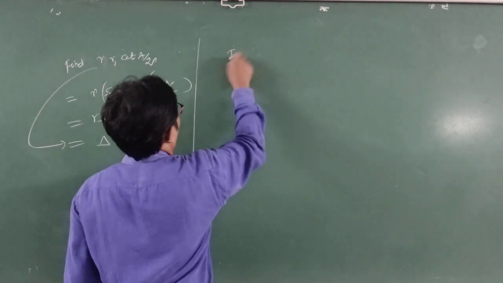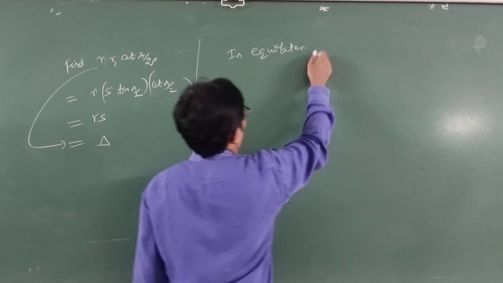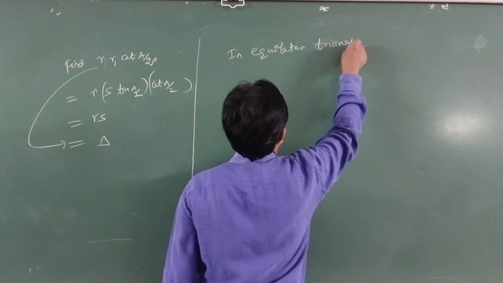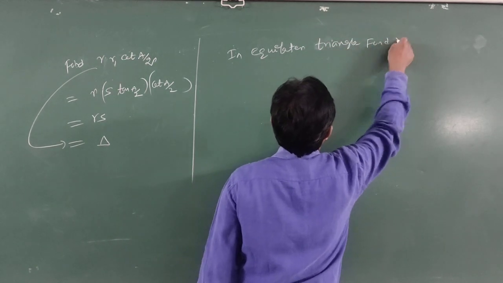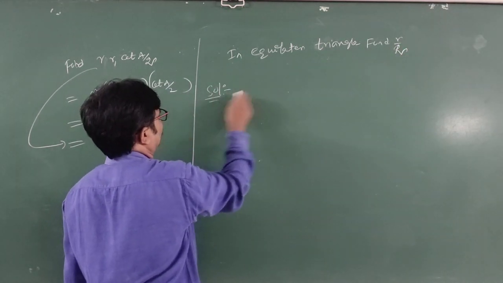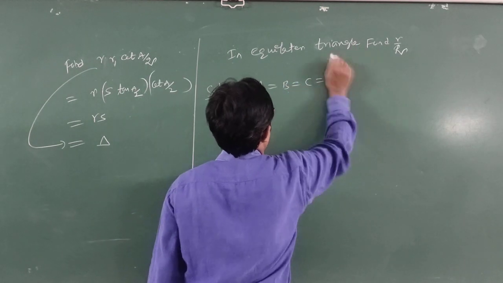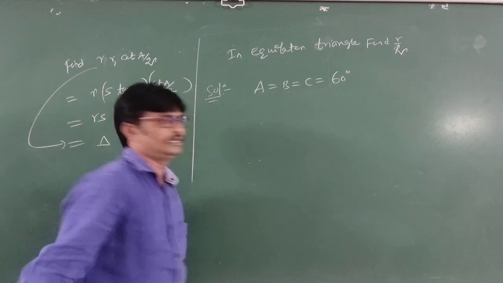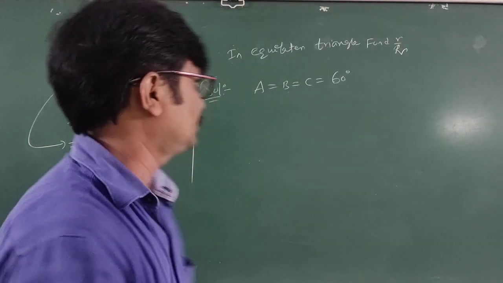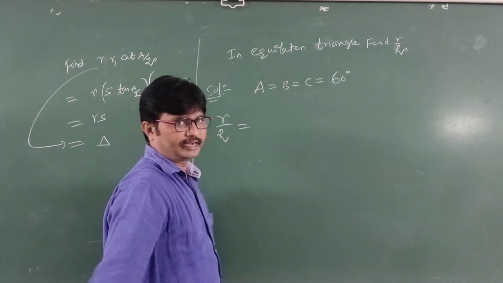Now, in an equilateral triangle, find the value of small r by capital R. My dear students, ABC is an equilateral triangle, which means each angle is 60 degrees. A equals B equals C equals 60 degrees. Now we have to find small r by capital R.